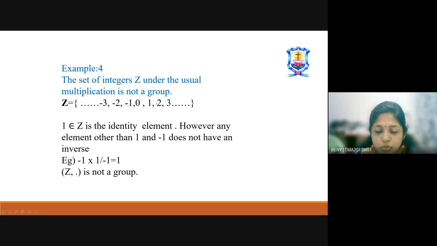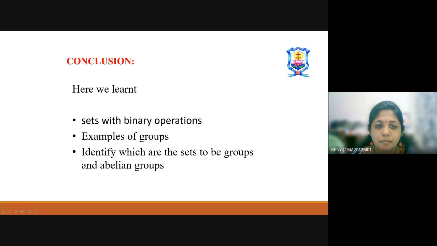Suppose I am taking 2. The inverse of 2 is what? 1 by 2. Then the 2 gets cancelled and you get the identity element. So does 1 by 2 exist or not? 1 by 2 is 0.5, which does not exist in the integers, isn't it? So therefore, the set Z is not a group under multiplication.